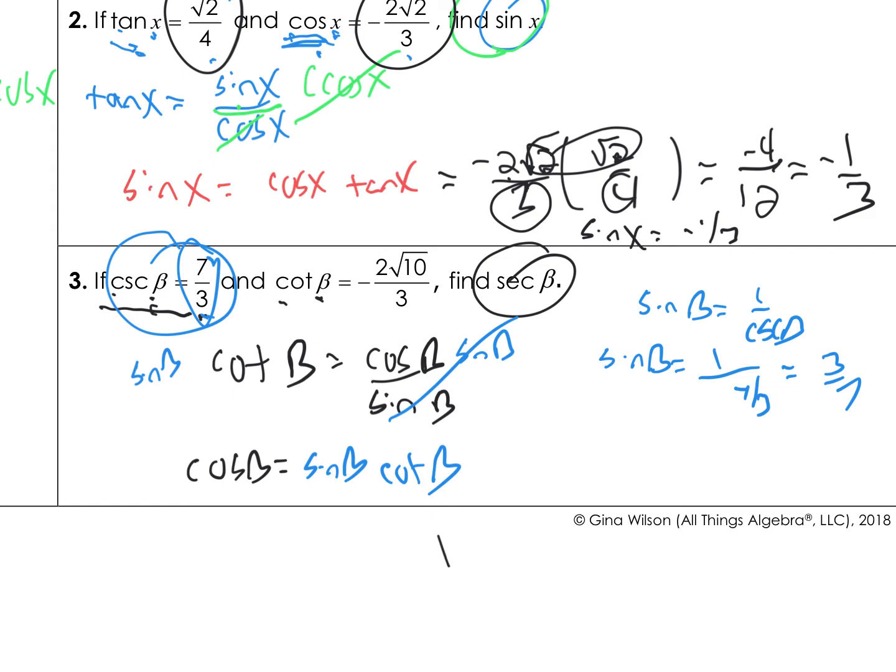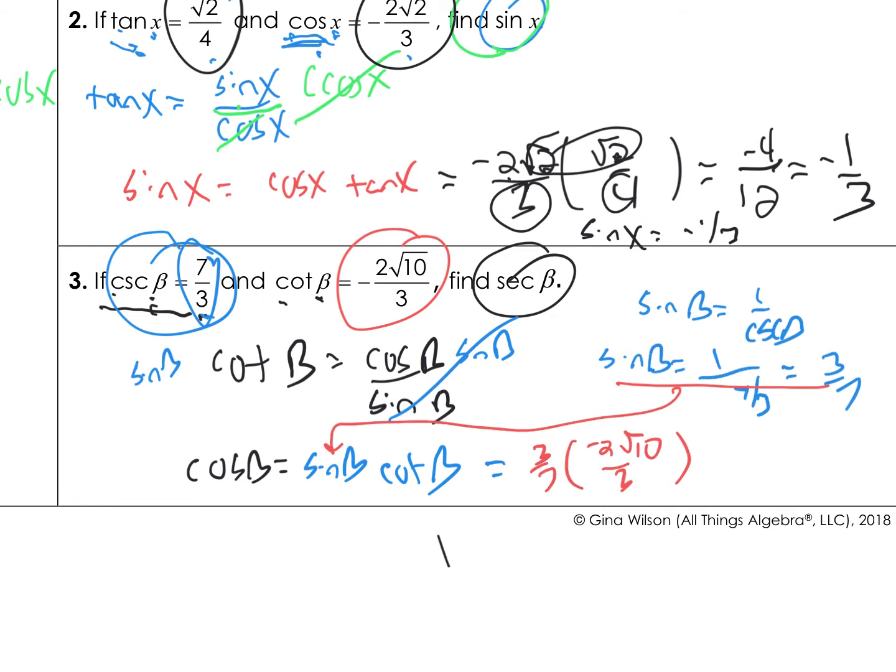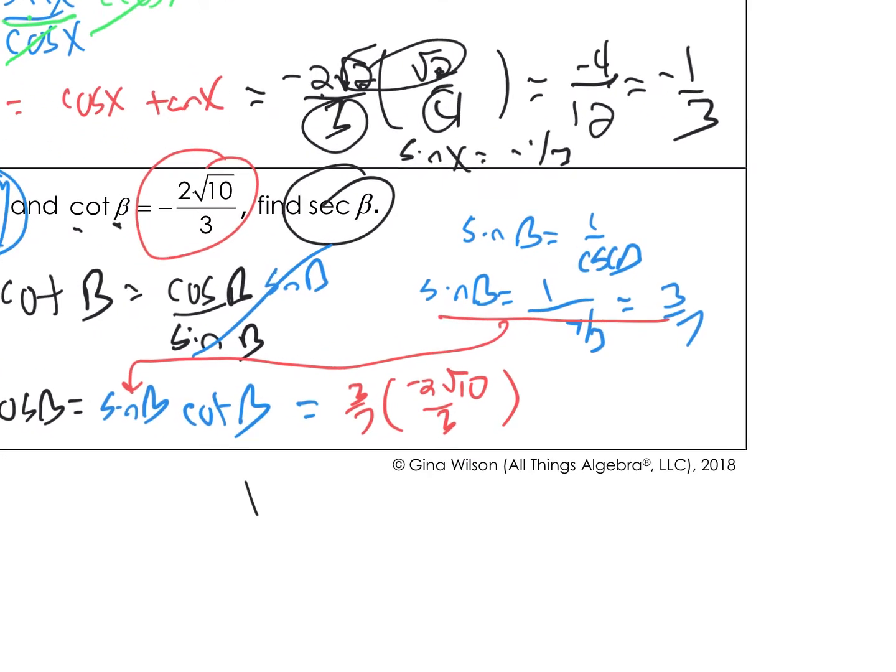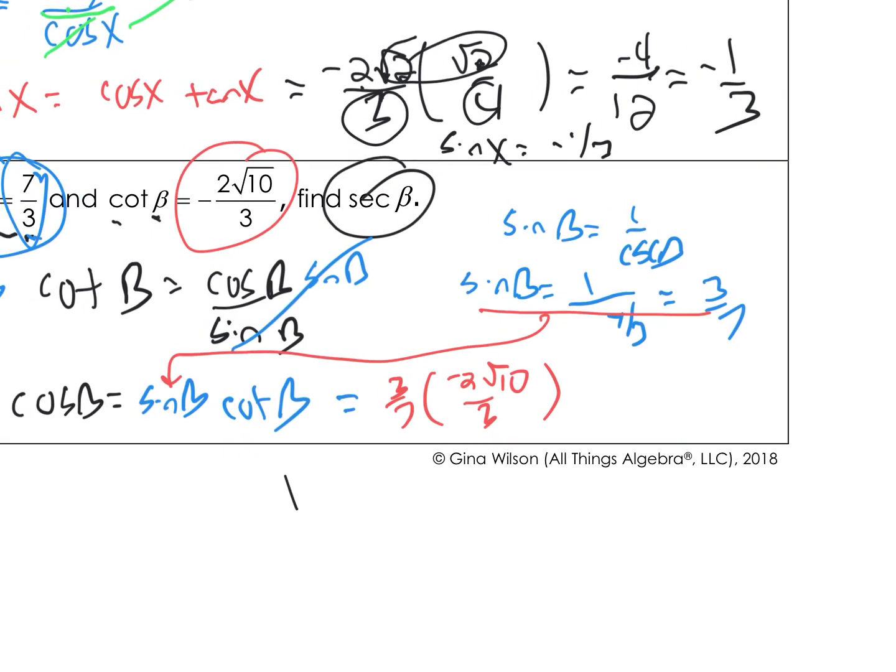So I'm going to plug that in down here. Cosine of beta is equal to 3/7 times the cotangent of beta, which was given to me here, negative 2 square roots of 10 all over 3. And let's see, how does that help me? Well, I have a 3/7 and I have a divide by 3. I can see that that cancels. I'm left with a negative 2 square roots of 10 divided by 7, if I'm correct.